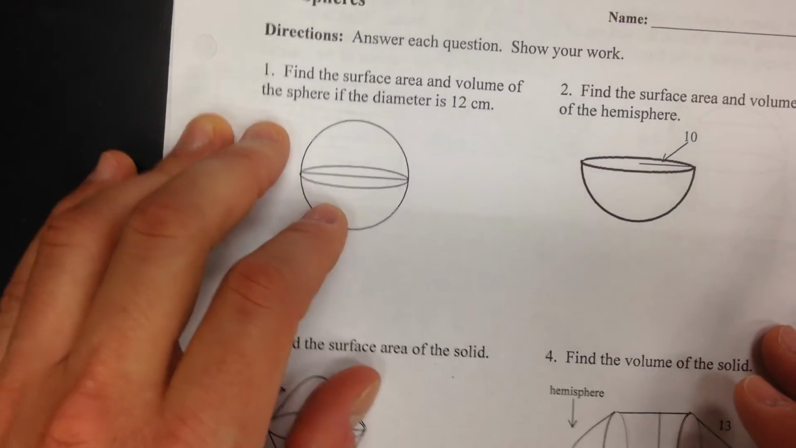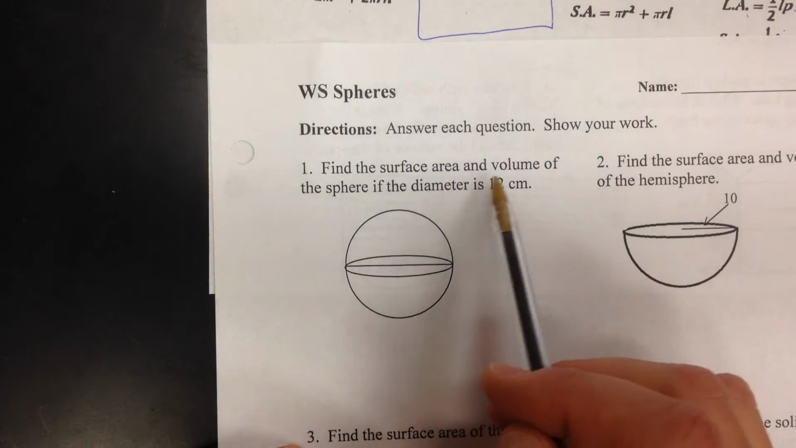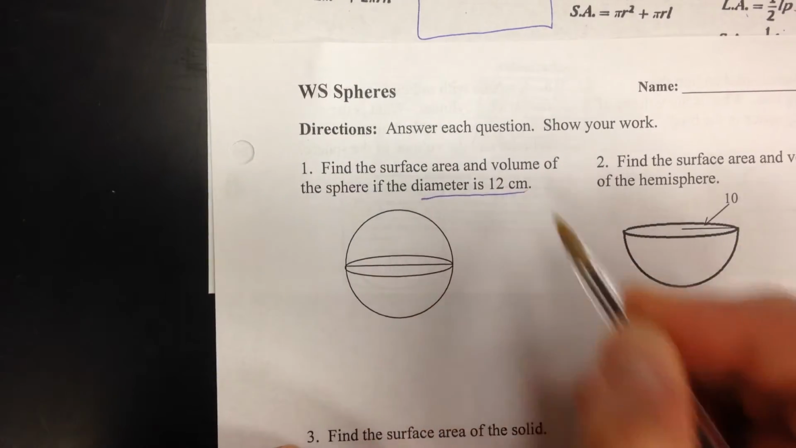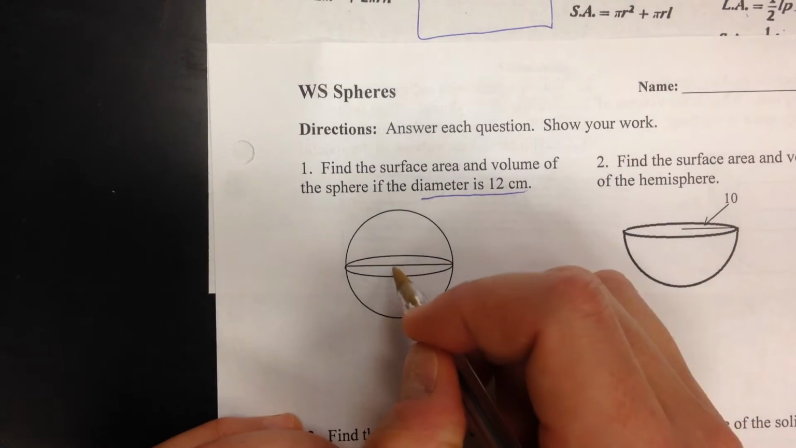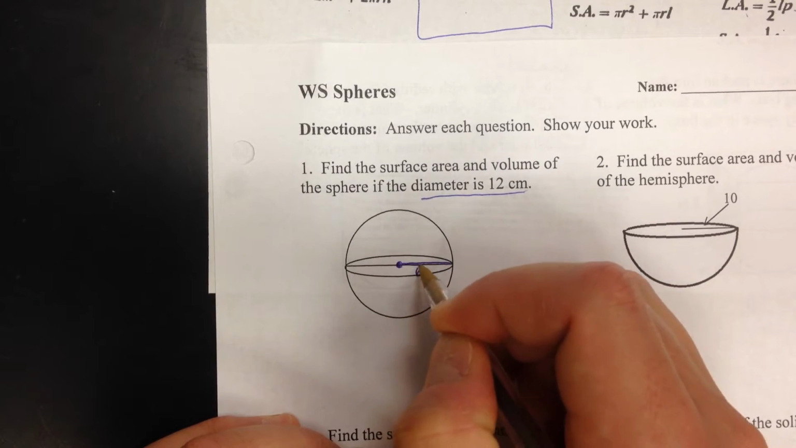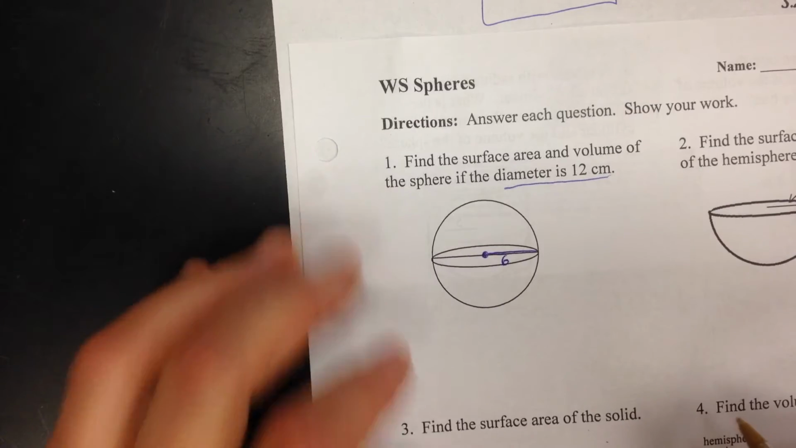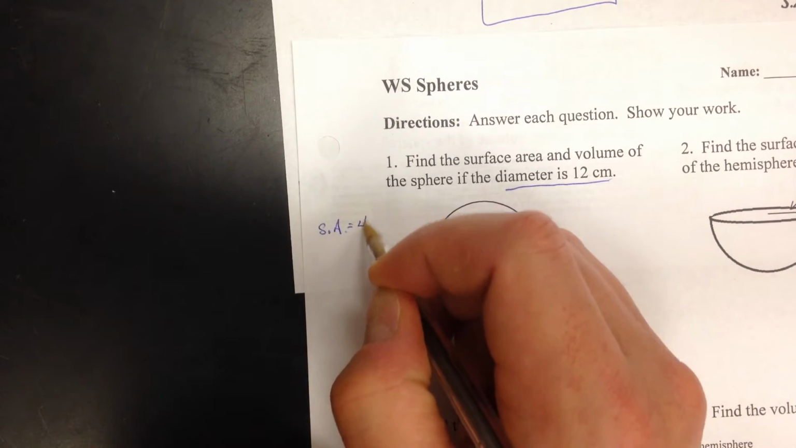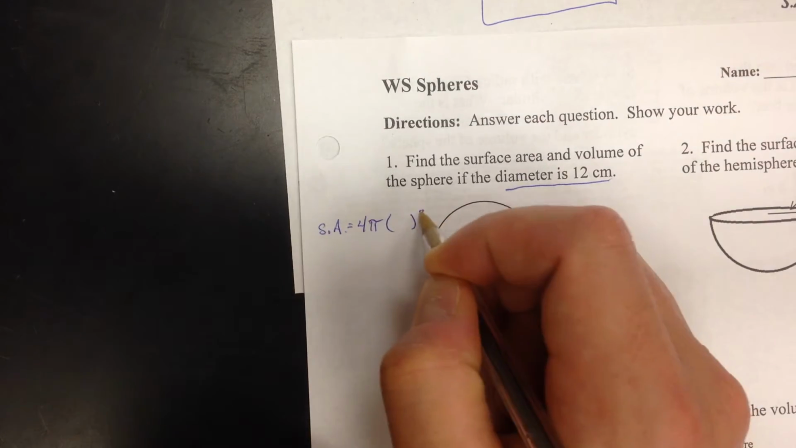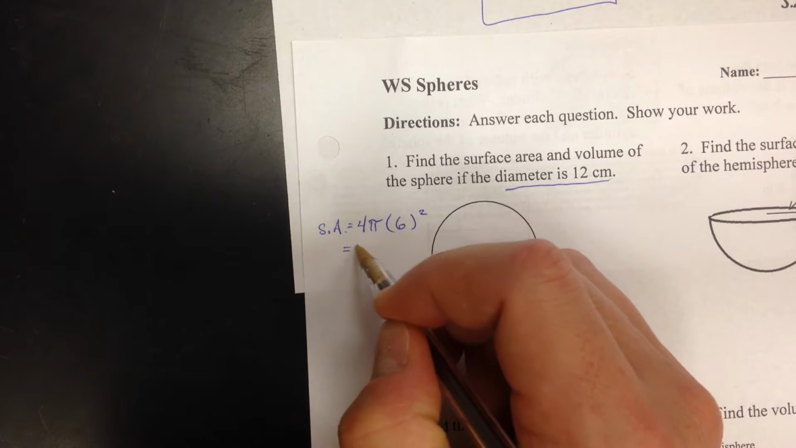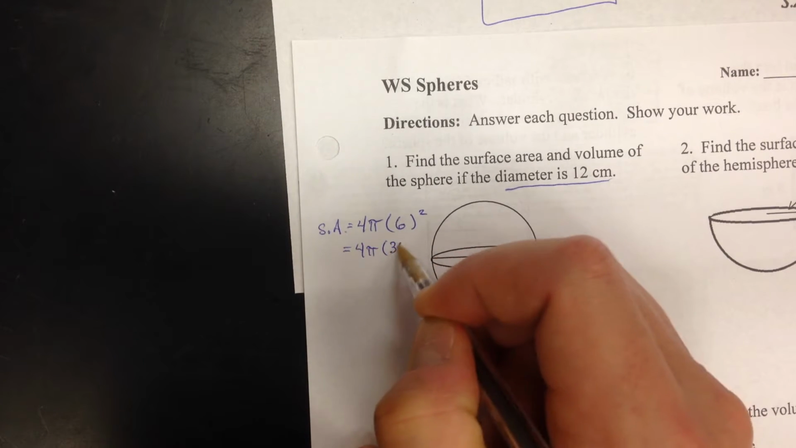Alright, so let's do some examples here. Number 1, find the surface area and volume of the sphere if the diameter is 12. So if the diameter is 12, what we need is the radius. So the radius is half that, that'll be 6. So surface area is 4 pi times radius squared. Now in this case the radius is 6. So that's 4 pi times 36.